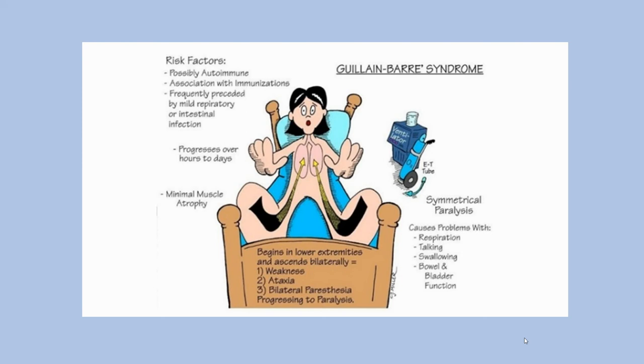For this illustration, you can see some of the risk factors of developing possibly autoimmune. Sometimes it's associated with immunizations. Think about the immune response that we get with immunizations, and then usually from an infection 3 weeks prior. And then where it starts begins in the lower extremities and moves up, and then what it typically can cause problems with. So it's symmetrical paralysis, causes problems with respiration, talking, swallowing, bowel, and bladder function.